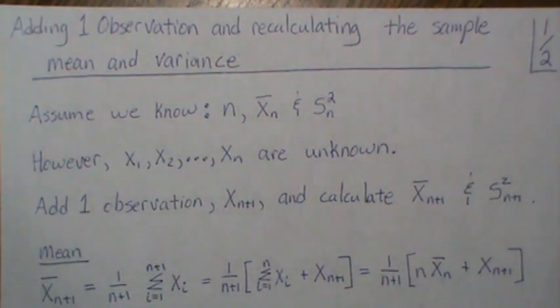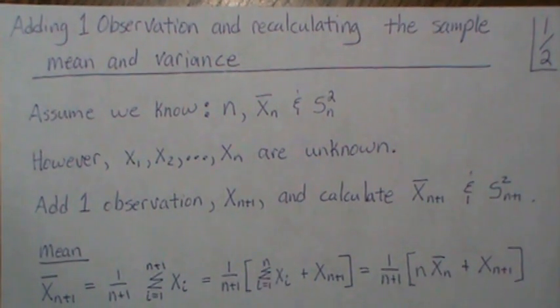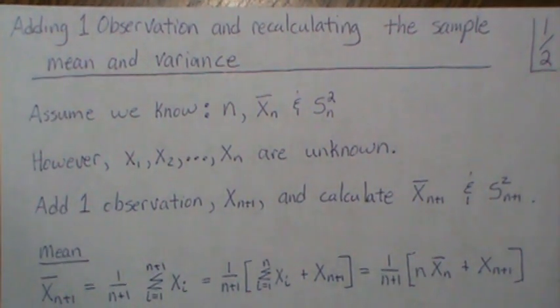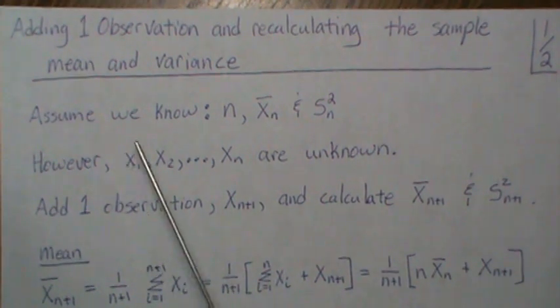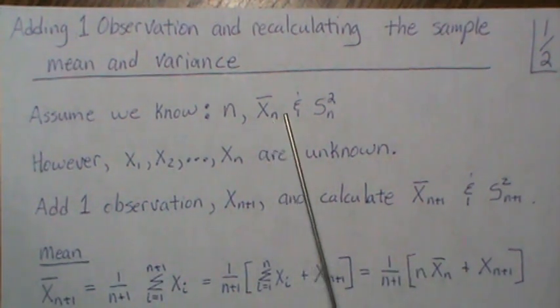Hello, this video is about adding one observation to a sample and then recalculating the sample mean and the variance. Now the ultimate reason I'm doing this video is for the next video, where, in what I think is a unique way, we're going to prove that the sample mean and the sample variance are independent when the data are normally distributed.